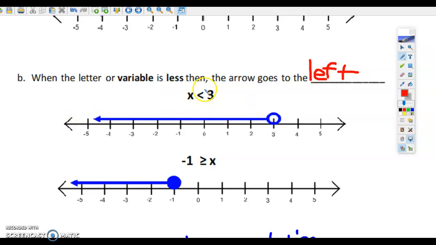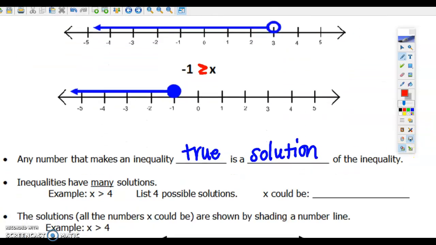So here's my variable. Is it the smaller side or the bigger side? It's the smaller side, right? It only has 1 dot instead of 2, or the mouth is open to the 3 of the alligator, whatever you learned in elementary school. The arrow goes to the left. And here, the arrow goes to the left also because the x is over here, but it's still the smaller side of this inequality. So we go to the left.